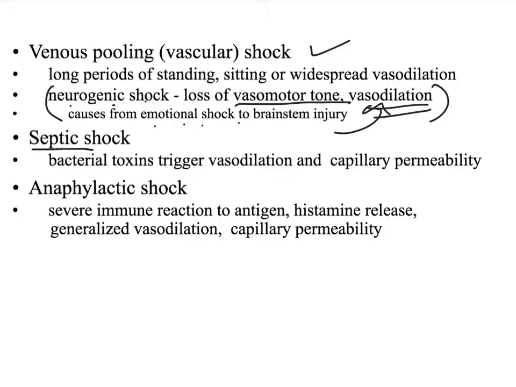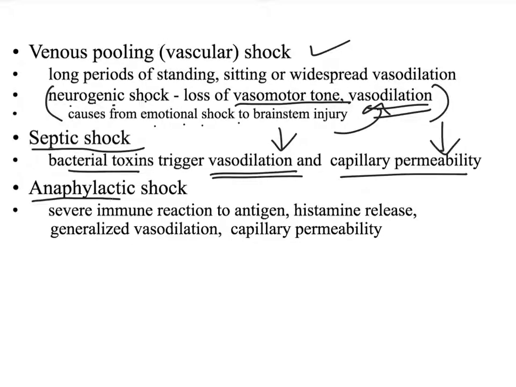Okay, now septic shock. Septic shock is when you have toxins from bacteria. So the bacteria are growing in your bloodstream, multiplying in your bloodstream, and the toxins cause vasodilation. So then your blood pressure drops. Okay, capillary permeability drops. So your blood pressure drops, and you could die.